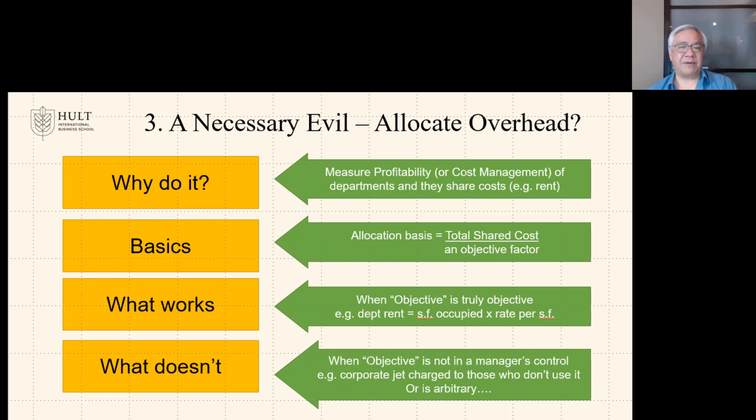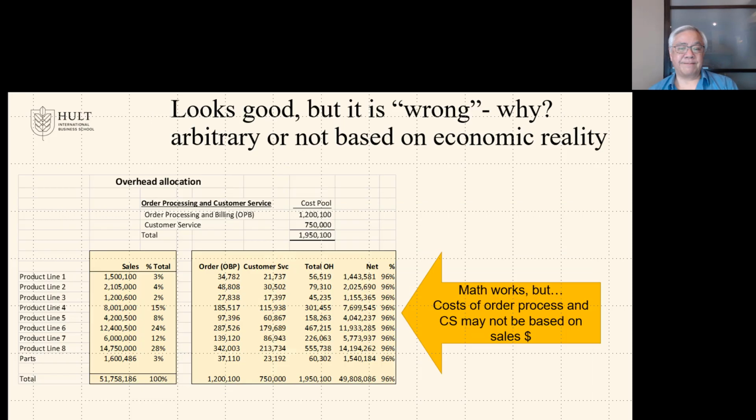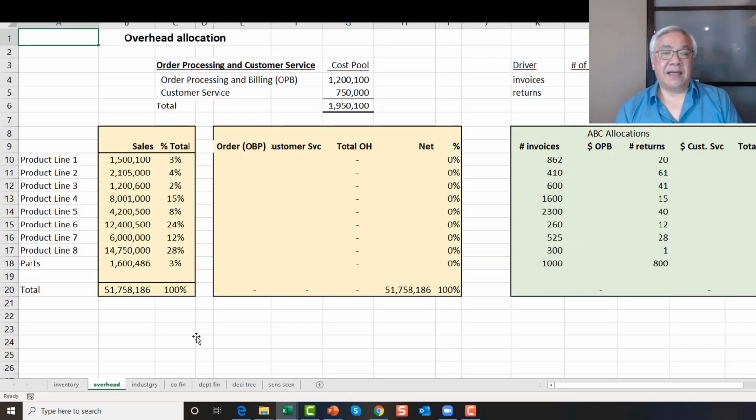So I'll give you some examples with numbers, and that will illustrate the point. So the first is, let's look at the wrong way, then let's look at the right way. And we'll do this in Excel. What we see here on the left side is an example of a company with 8 products and also some parts sales. And they have dollar sales here, $51 million, and the percent, simple math there, just showing each product and their respective percentages. Then on the top here, we have the total cost of 2 departments, order processing and customer service. And it's 1.2 million and 750. We say, well, that's 1.95. Let's just divide it based on sales.